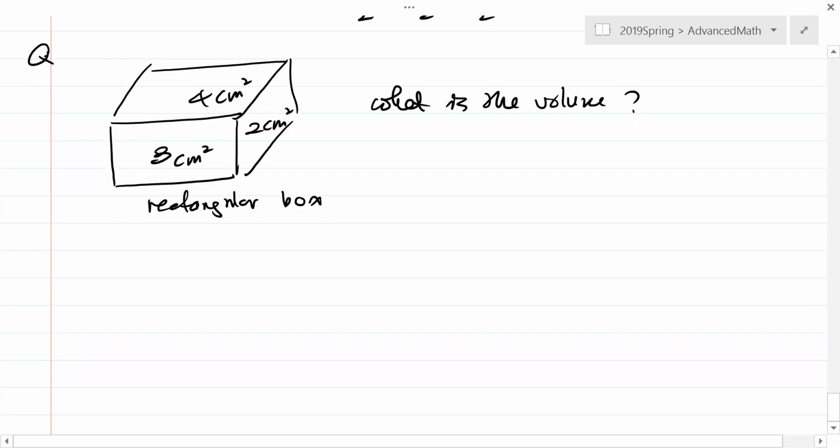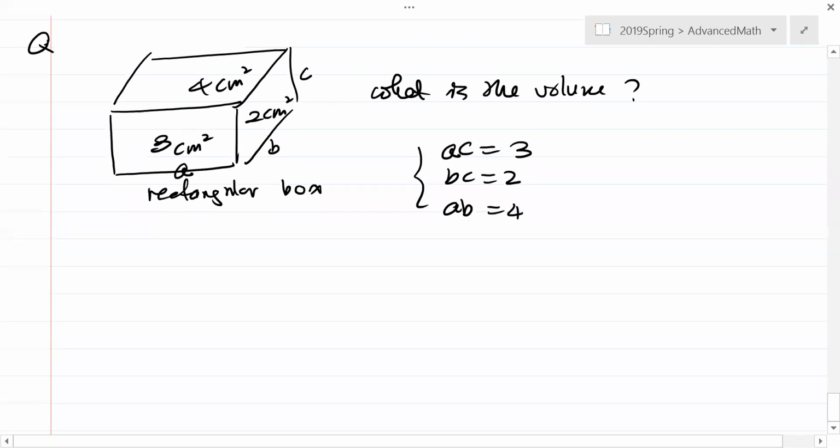Square root of 24. So yeah, simplify to 2 root 6. But so you label it A, B, and C. What you get is AC is 3, BC is 2, and AB is going to be 4. Okay? So you label each side. There are 3 different edges there, A, B, C. But you don't know what A, B, C are, right? But you can find A, B, C, right?